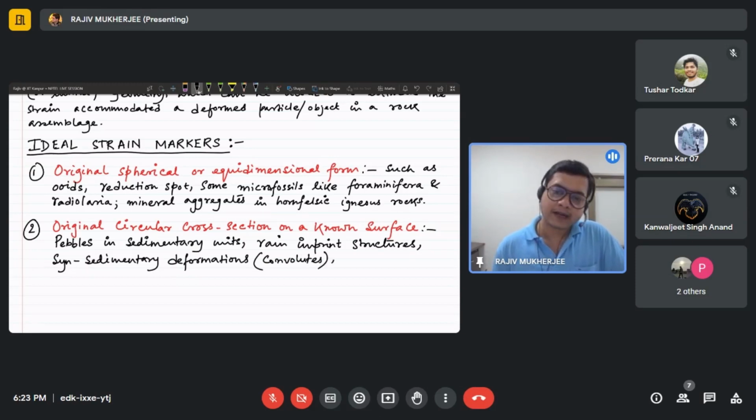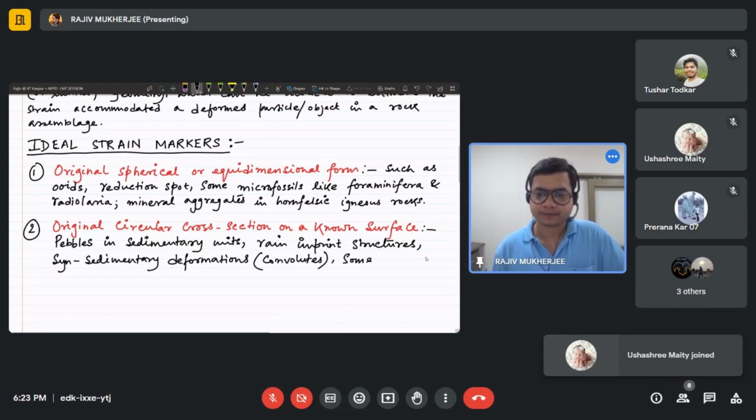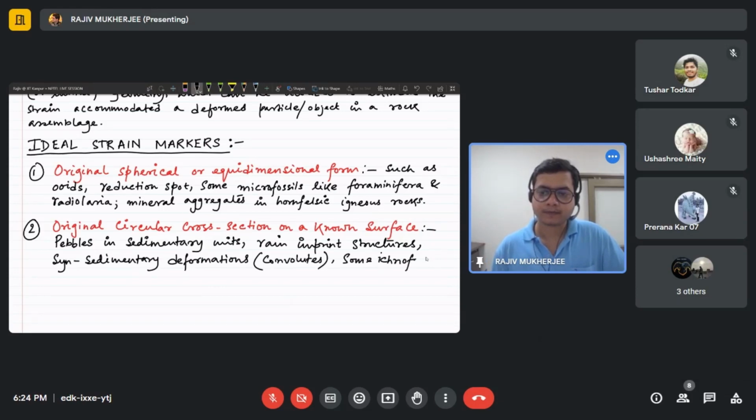Right, and some ichnofossils like the wormholes or ant burrows, these kind of things. Okay, so these are the examples of some original circular cross sections observed in original surfaces, right?